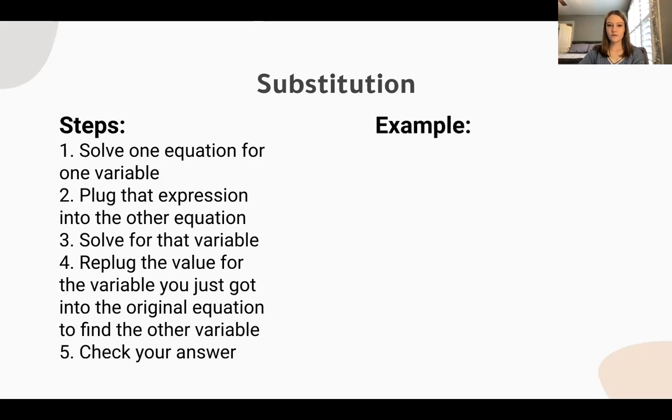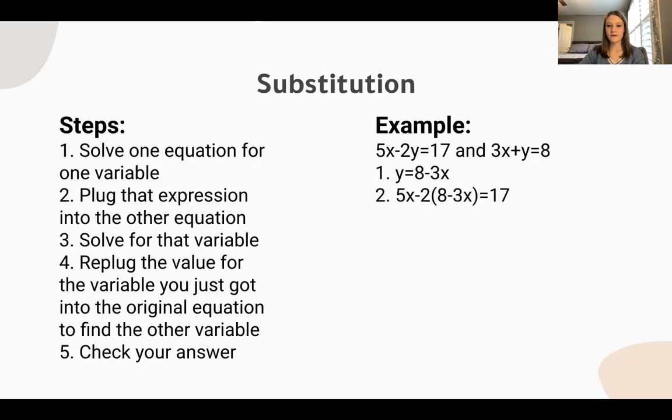So I have an example for a substitution method. We'll use the equations 5x minus 2y equals 17 and 3x plus y equals 8. So we need to solve one of the equations for one variable. In this case, I'm going to solve 3x plus y equals 8 for y to get y equals 8 minus 3x. And then we're going to plug that expression back into the other equation of 5x minus 2y equals 17 to get 5x minus 2 times the quantity of 8 minus 3x equals 17.